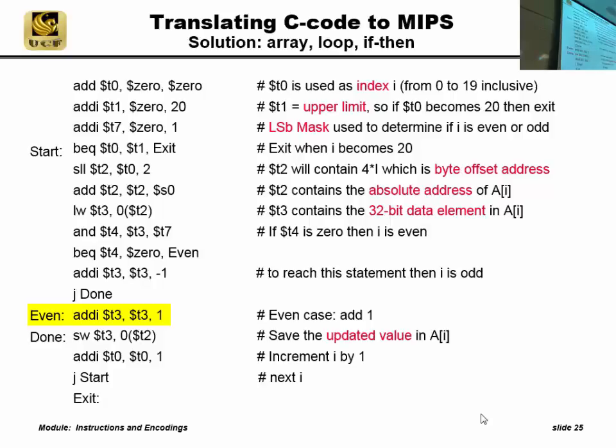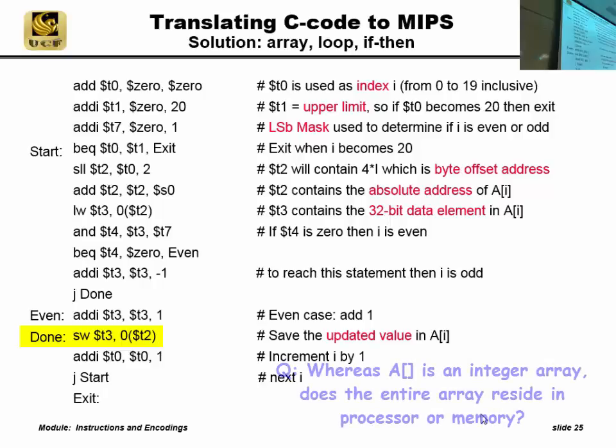Got to write that back out to memory. Why? Because this isn't a register. We've added 1 to A sub I, but that's inside the processor. Where's A sub I? By definition, A sub I is in our abstraction, always in the memory chip. Where's T3? Always in the processor. Okay, so we got to store.